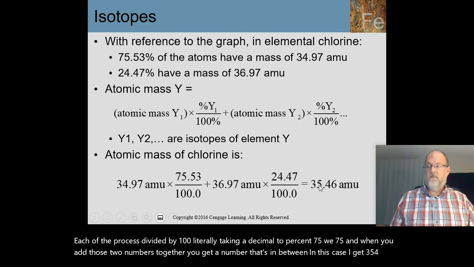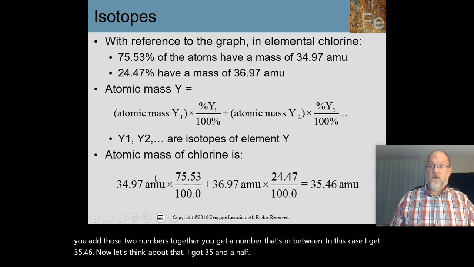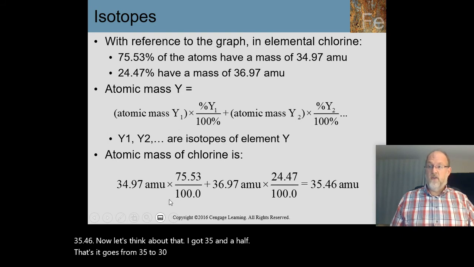Now let's think about that. I get 35 and a half. It goes from 35 to 37. It's much closer to 35. That makes sense because there's more of the 75.